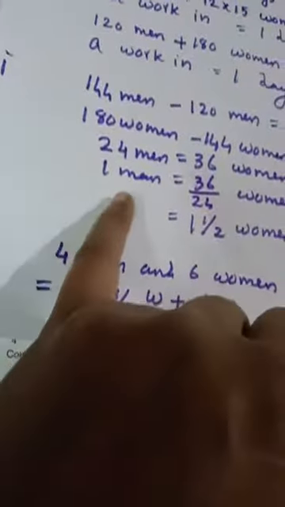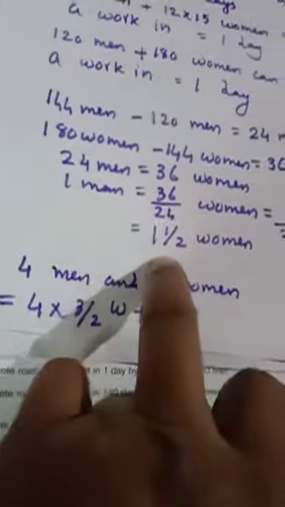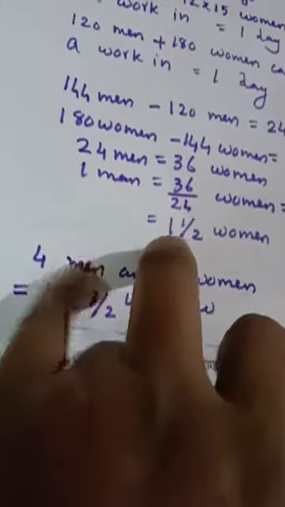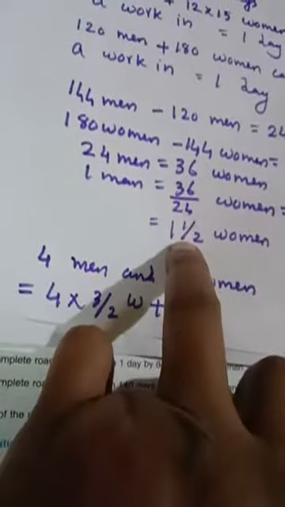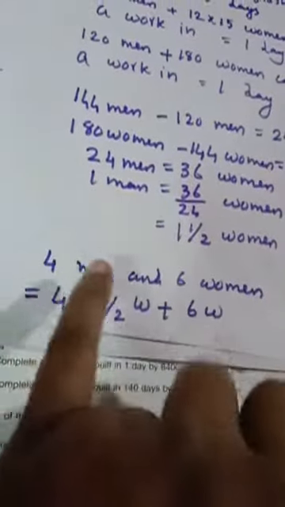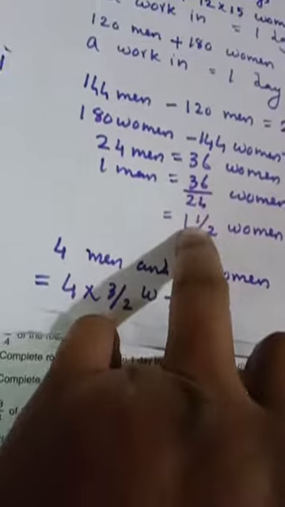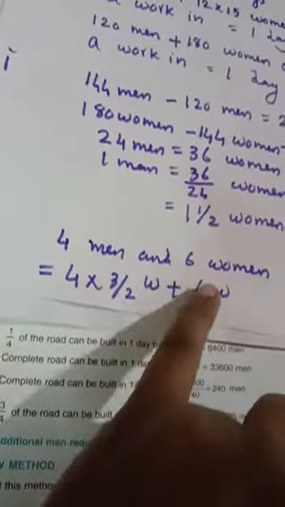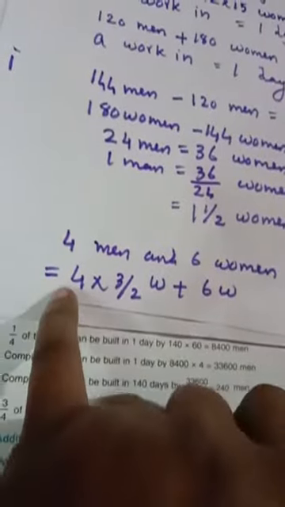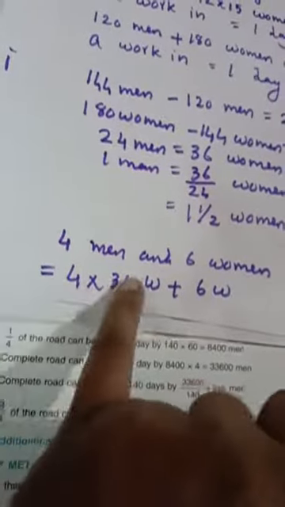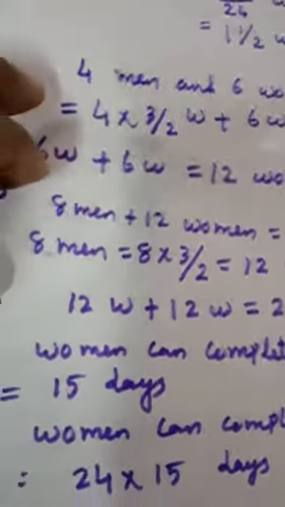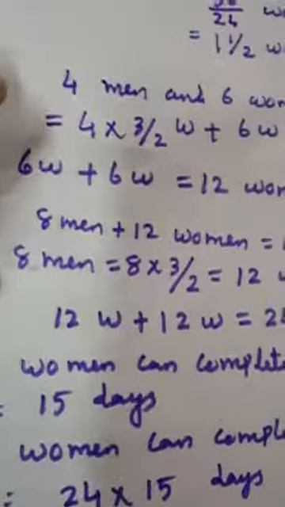Here we already found one man is equal to 1.5 women. In the previous question we converted it into boys, same way. One man is equal to 1.5 women. So 4 men is equal to 4 into 1.5 women, that is 4 into 3 by 2 women, plus this 6 women. So total how many women are there? 2 2s are 4, 2 3s are 6, plus 6, 12 women. Okay, total 12 women. 6 women plus 6 women, 12 women.